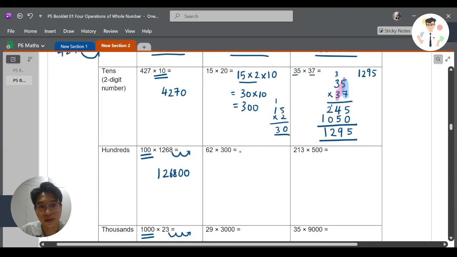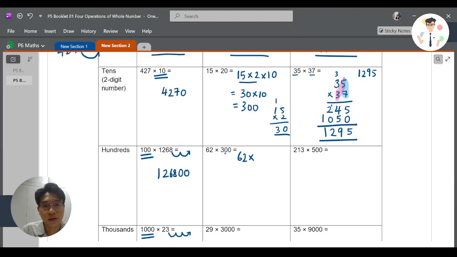Yes, the same. So example, 62 times 300. And you know 300 is what? 3 times 100. So what you can do is you can settle this first. 62 times 3. 3 times 2 or 2 times 3? 6. 6 times 3? 18. So I know this gives you 186 here. But don't forget, you have not times 100 yet. So you times 100. So it gives you what? 18600. That is your answer.